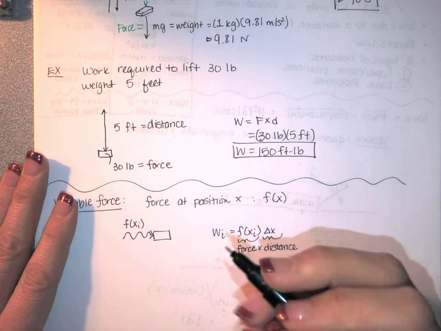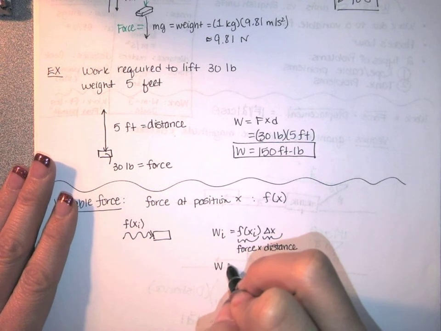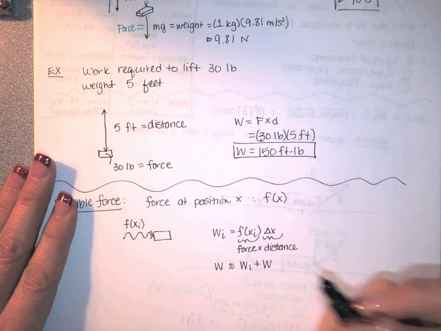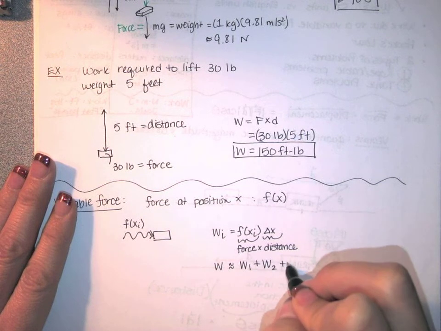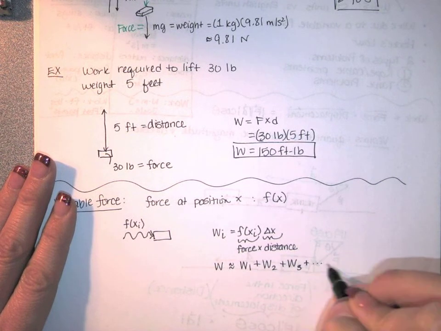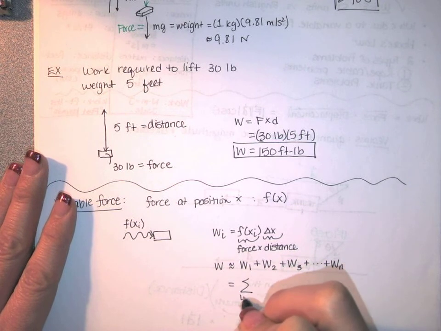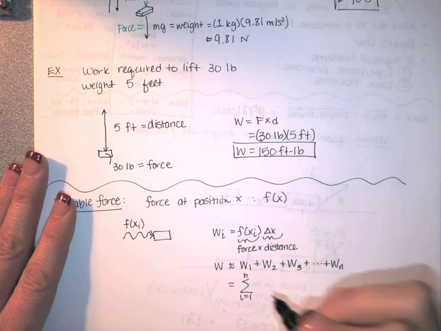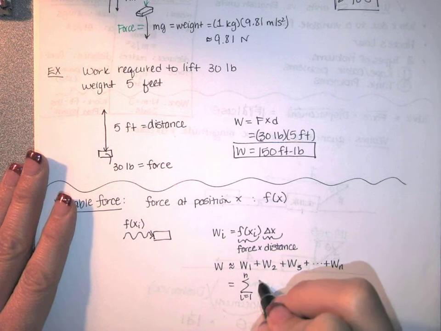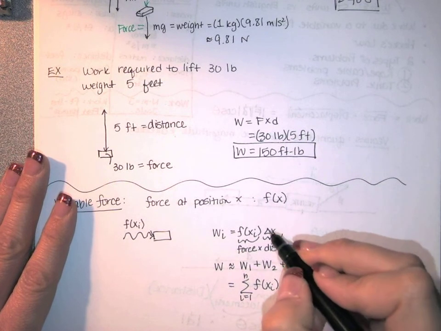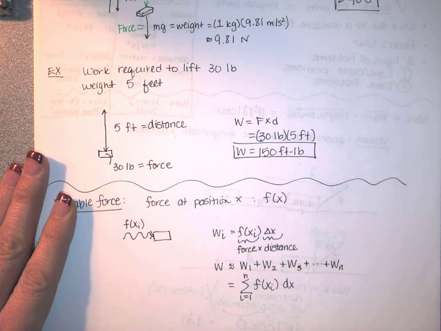We want to do this n times for n different pieces. So total work is the work on the first little interval plus the work on the second interval plus the work on the third, all the way through the work on the nth interval. Well, we know that's a Riemann sum. So this is the sum as i goes from 1 to n of the force acting at a particular x value, that's the force at that x, times the distance that that object is moving through.